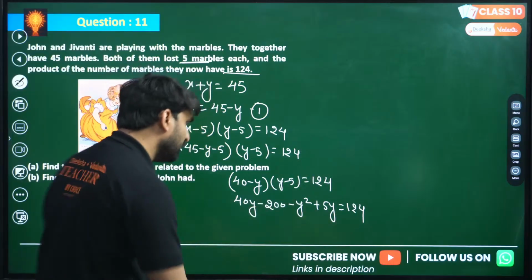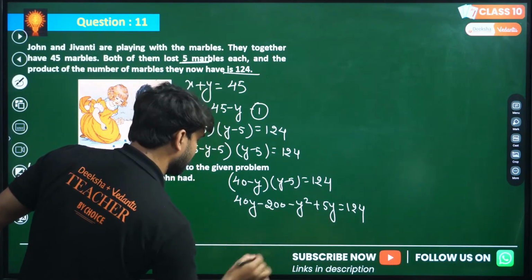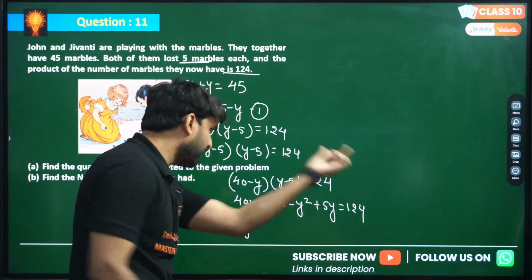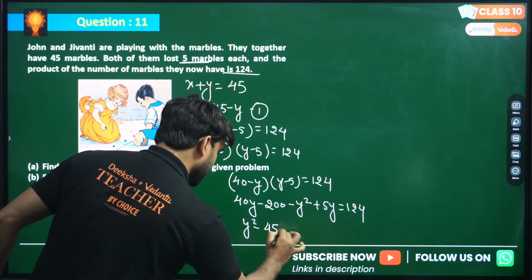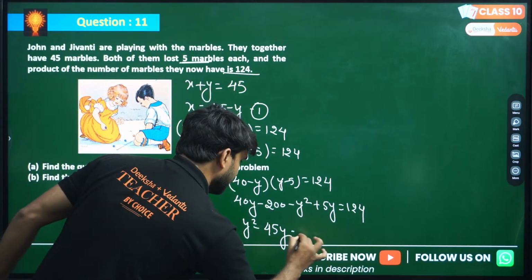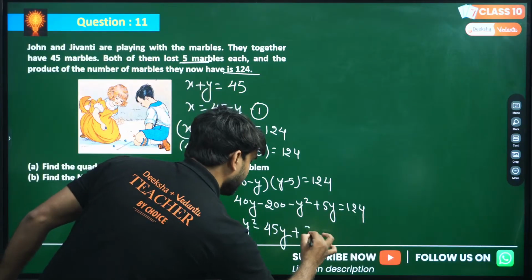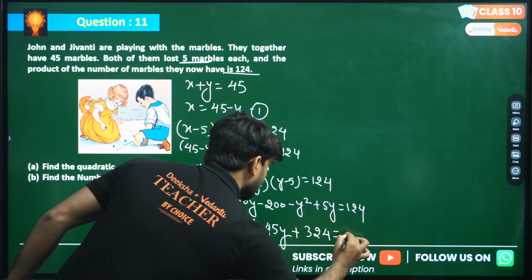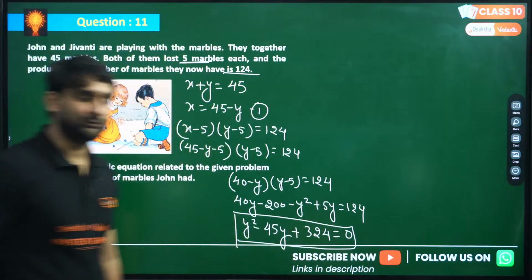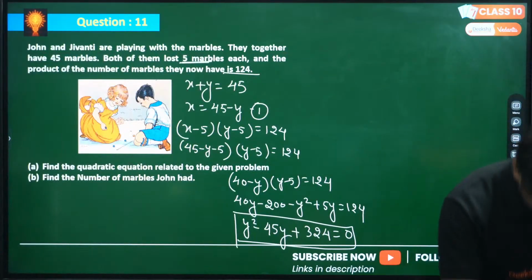So y square will go in positive form, and 40y plus 5y will be 45y. So it would be minus 45y. This 200 will go that side, so the positive sign will be there. So 200 plus 124, 324 equals to 0.